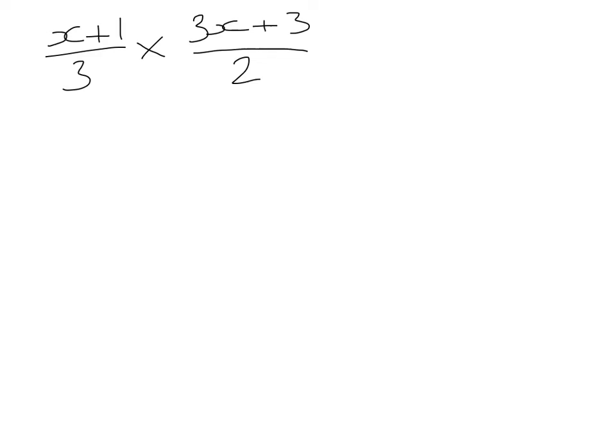In this video we're going to look at multiplying and dividing some fractions where we have more than one term on the top or the bottom. The actual process is exactly the same as it always is for multiplying fractions though. We start off by multiplying the numerators together, so that's x plus 1 times by 3x plus 3, and the way we represent that algebraically is to write out x plus 1 and then 3x plus 3 all in brackets.